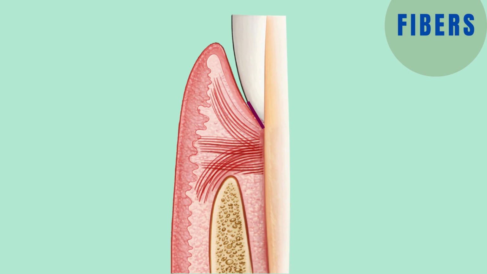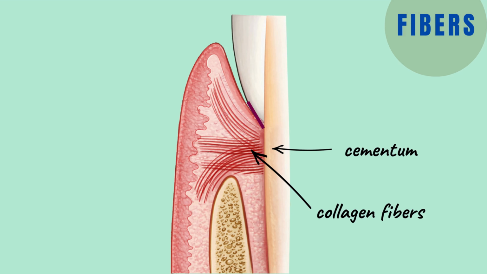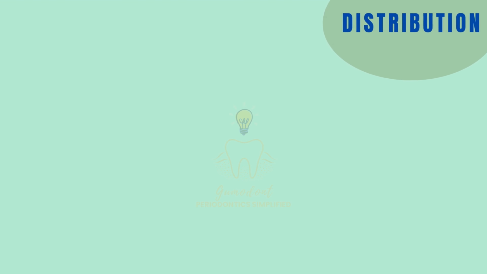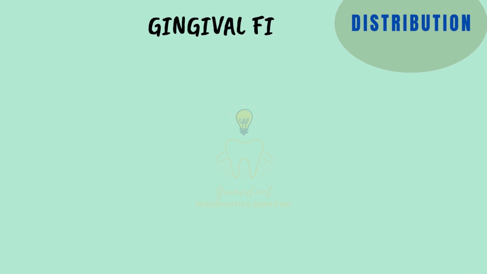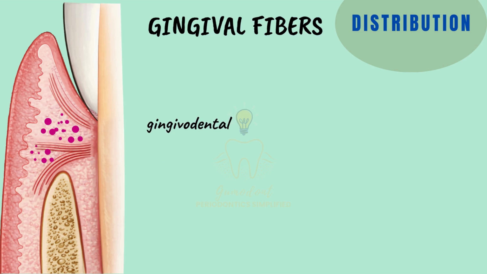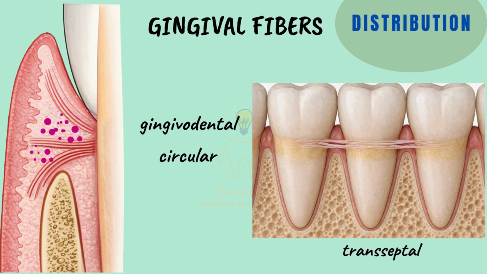Now, the most important point. These densely packed collagen bundles are anchored into extrinsic fiber cementum just below the junctional epithelium. This forms the connective tissue attachment, which plays a key role in preventing apical migration of the junctional epithelium. Based on their arrangement, these gingival fibers are divided into three groups: gingivodental fibers, circular fibers, and transseptal fibers.